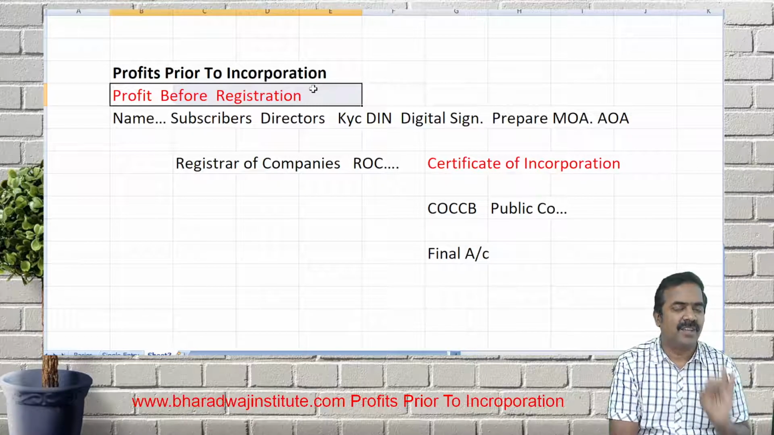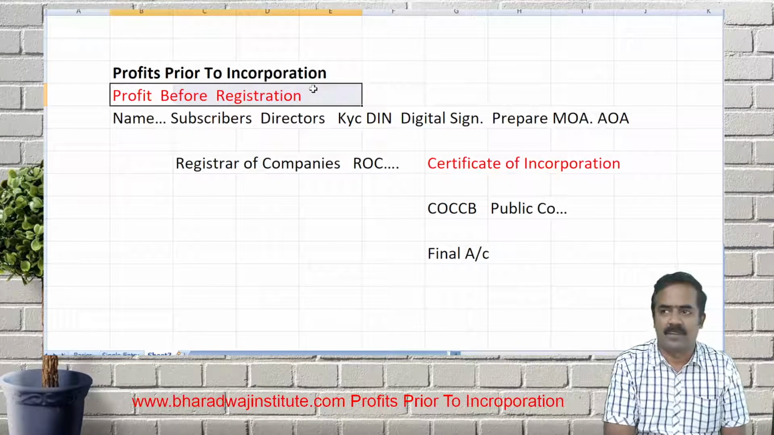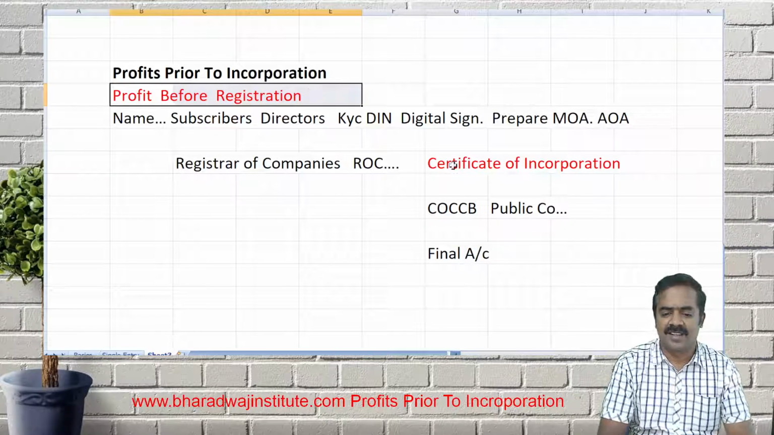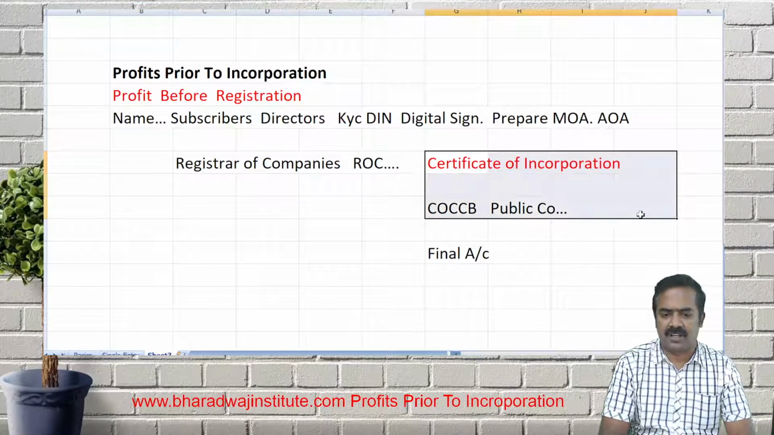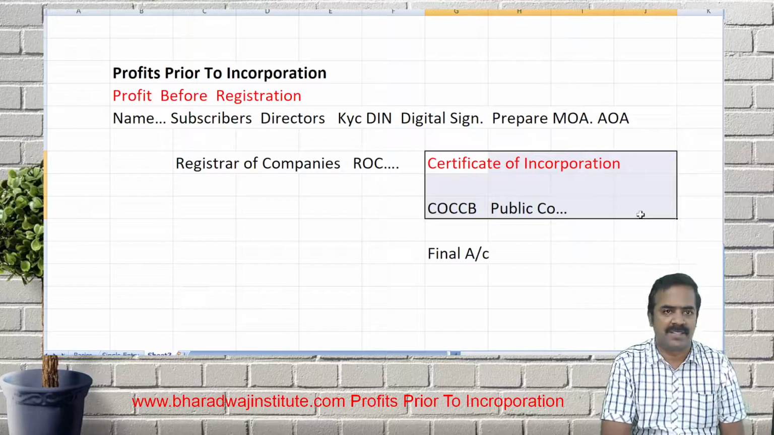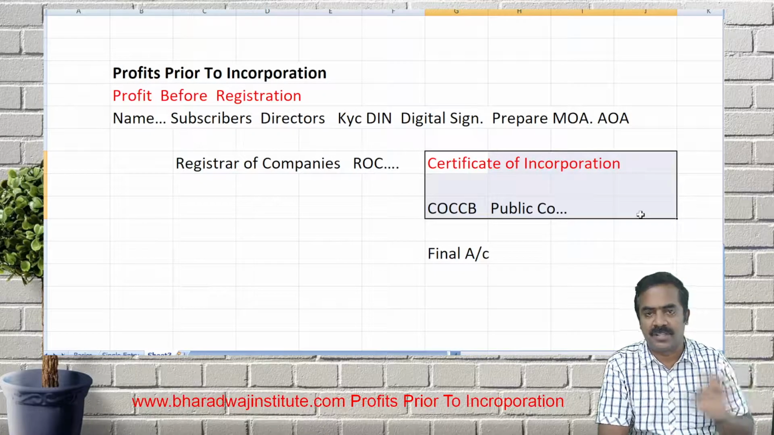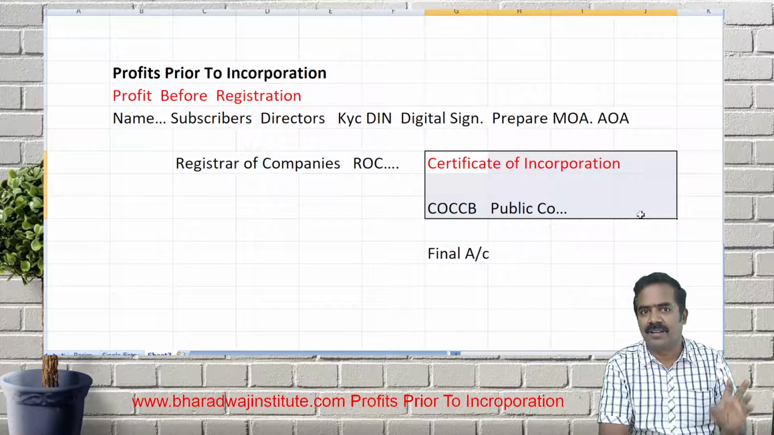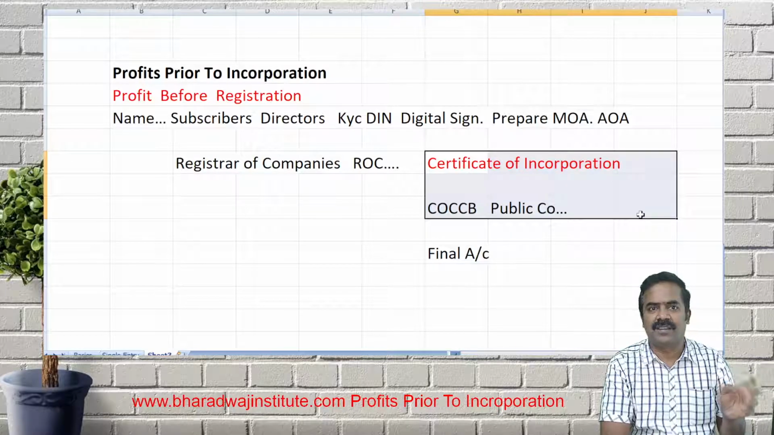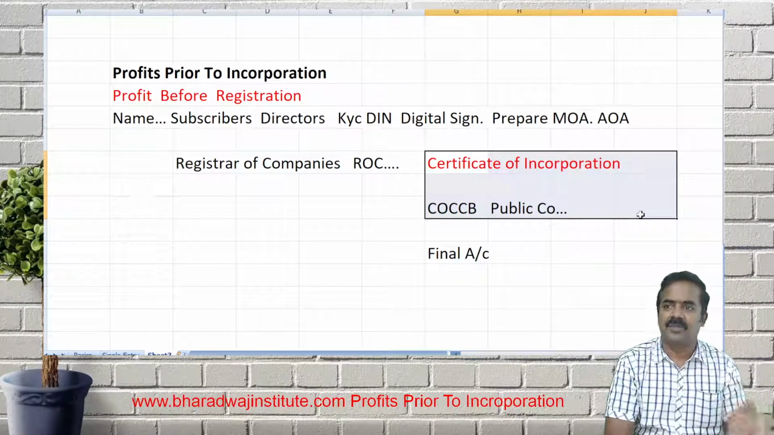A new business. For that, profit prior to incorporation is not possible. When will you start business? After certificate of incorporation or after what? Certificate of commencement of business. So profit before registration is not possible in case of which one? A company started for a new business.